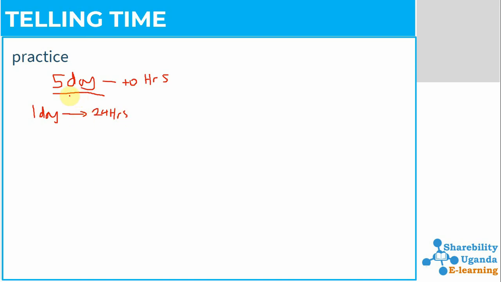So that means if we have 5 days, and one day is equal to 24 hours, how about the 5 days? For one day, which is equal to 24 hours, then for 5 days, we take our 24 hours, which is equal to one day. Then we shall multiply.